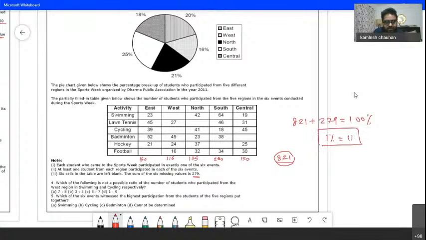So East is how much? East is this one, so this is 220. West is 16%. 16% of this number is 176. North is 21, 21 of 11 is 231. South is 25% of this number, which is 275. 18% of this number is 198.